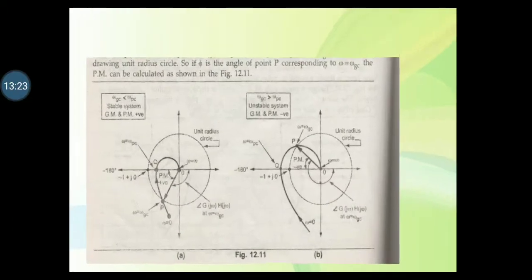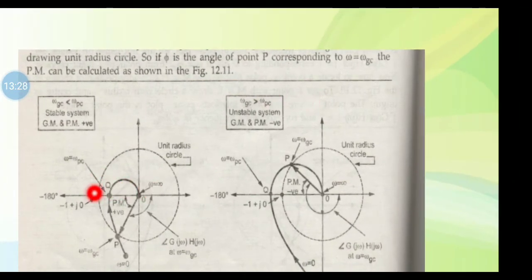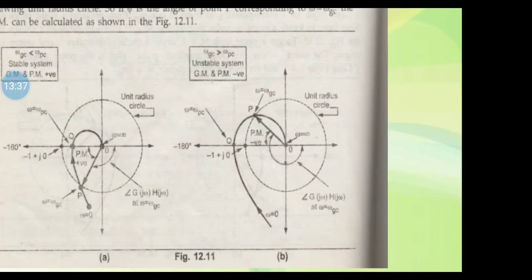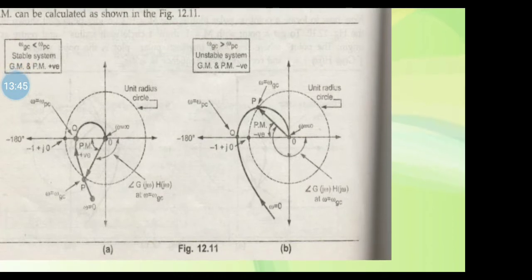So you can see here, it has been shown PM can be calculated. This is a point Q. Length of OQ we have to find. Gain margin is 1 divided by length of OQ. Phase margin is 180 degree plus angle.